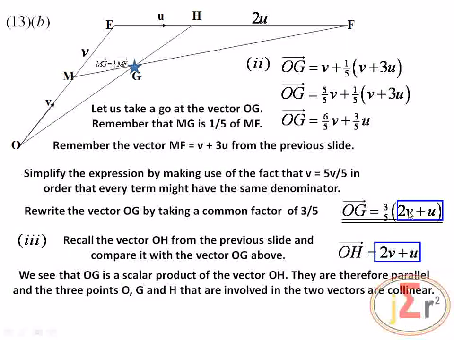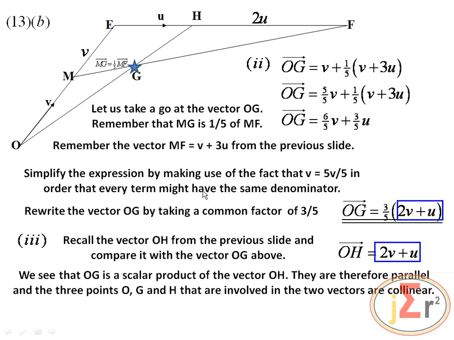We have 2V plus U here and V plus U right there. And we have 3 over 5 right there. No doubt, this vector is a multiple of this one. If two vectors exist in such a way that one is a multiple of the other, then we are sure that the vectors are parallel. Therefore, the points O, G and H are collinear because the two vectors only involve 3 points.